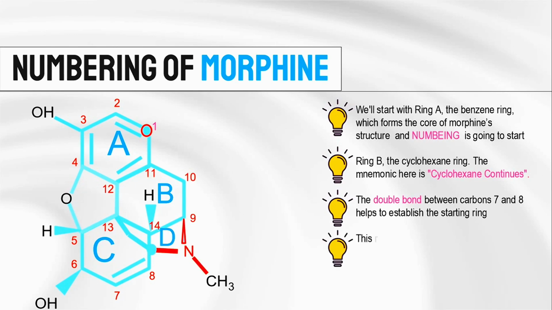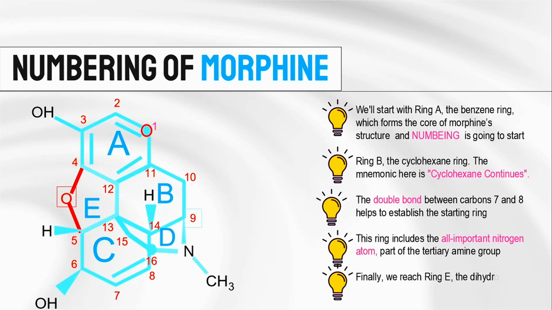Onto ring D, the piperidine ring. This ring includes the all-important nitrogen atom, part of the tertiary amine group. This nitrogen is key to morphine's interaction with opioid receptors. We continue our numbering from the cyclohexene ring to the piperidine ring, following the molecule's complex dance.